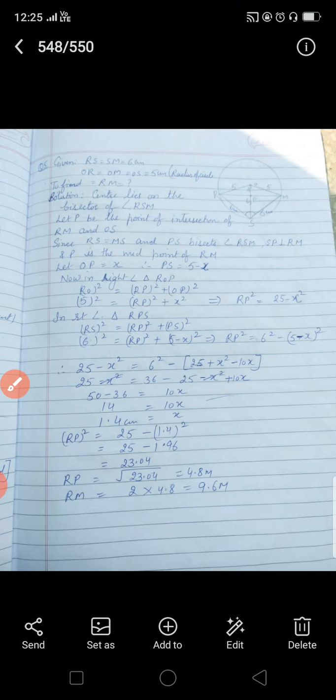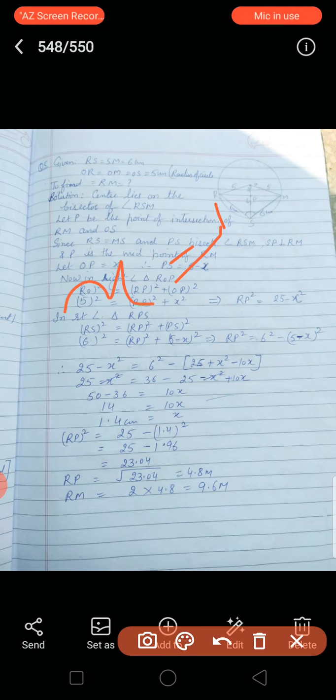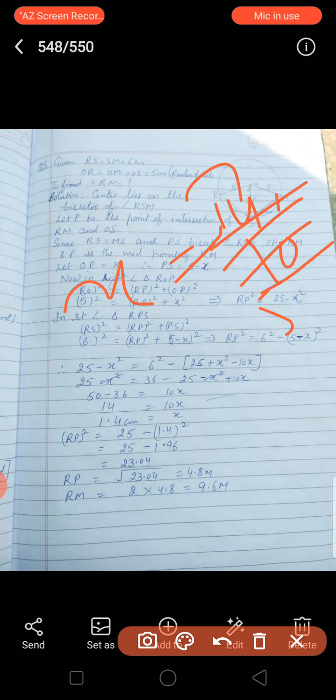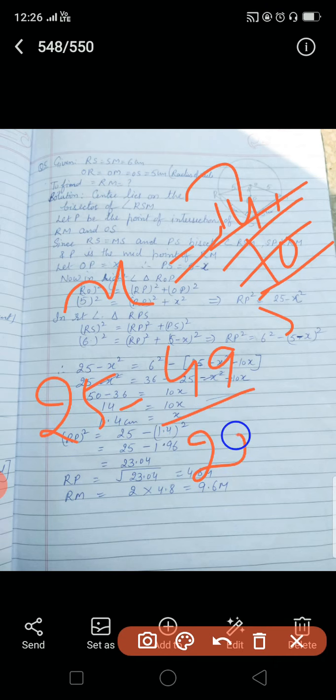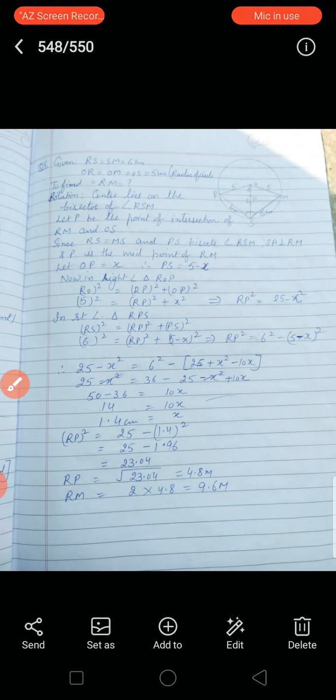The shorter way is this: x is equal to 14 by 10, or you can cancel to 7 by 5, because there are 2 sevens and 2 fives. So x is 7 by 5, and you can do 25 minus 7 squared, which is 49 over 5 squared, which is 25. After taking the LCM it will become easier if you want to do it by this method also, right?